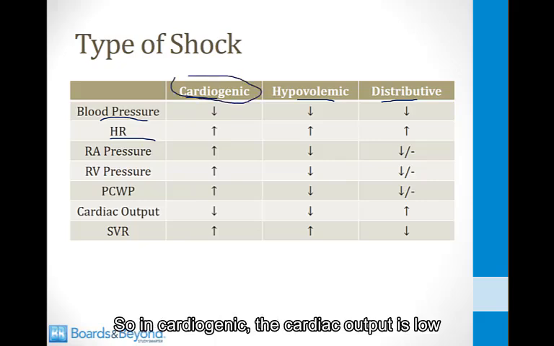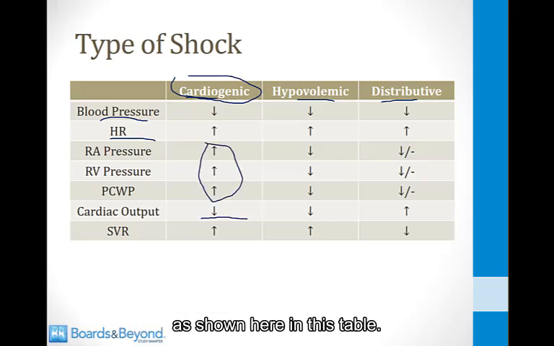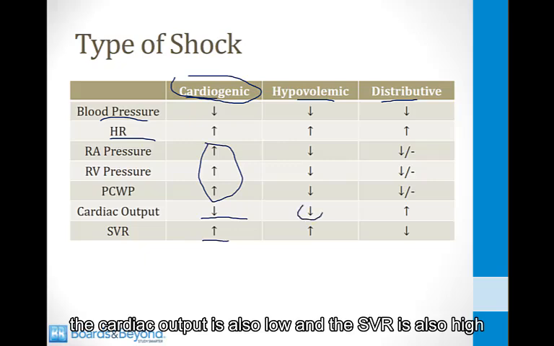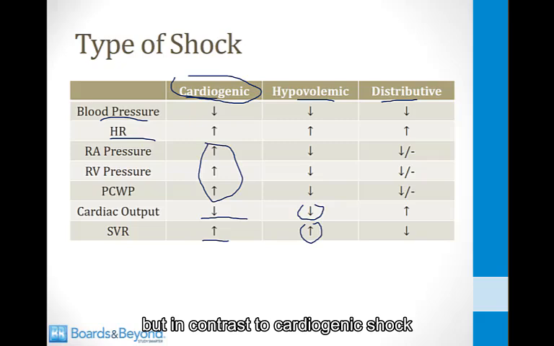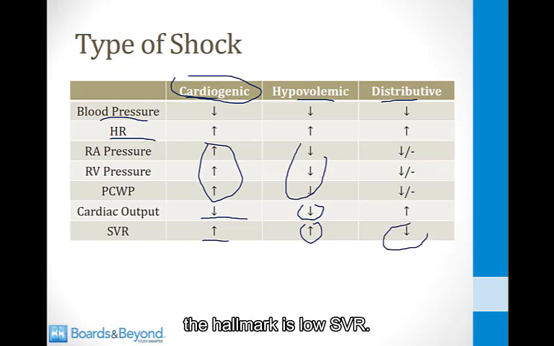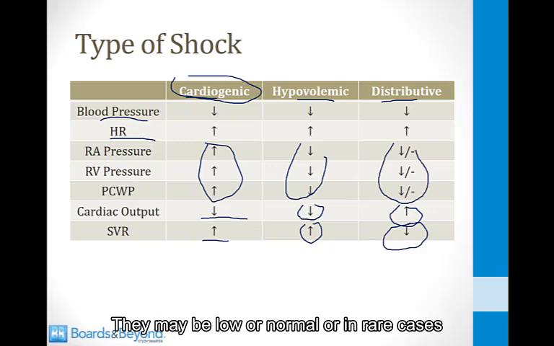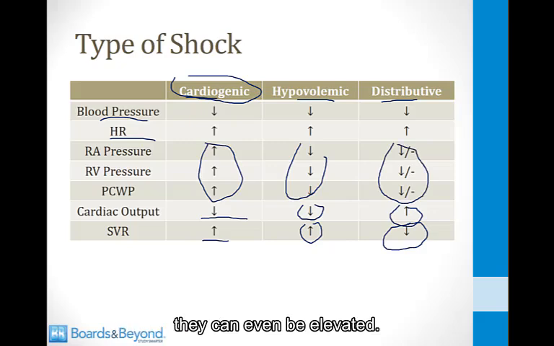So in cardiogenic, the cardiac output is low, and the pressures in the heart are all high, as shown here in this table, and the SVR is high as part of the normal sympathetic response. In hypovolemic shock, the cardiac output is also low, and the SVR is also high, but in contrast to cardiogenic shock, the pressures in the heart are all reduced. And then finally, in distributive shock, remember what I said, the hallmark is low SVR. The cardiac output is classically elevated, and the filling pressures are variable. They may be low or normal, or in rare cases, they can even be elevated.